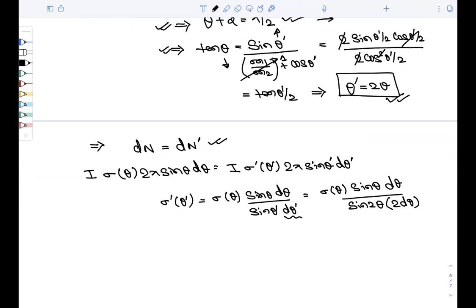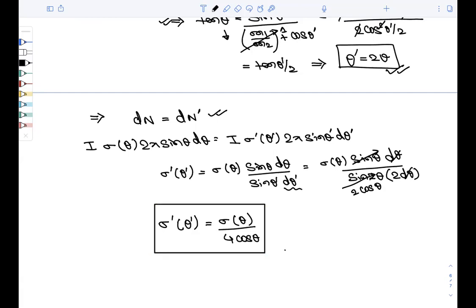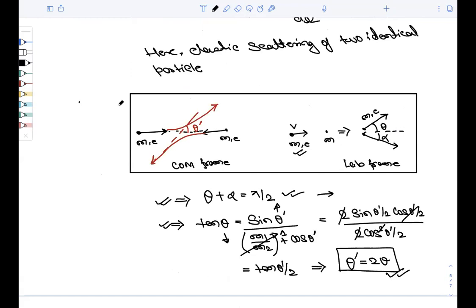So if you do that, ये इससे कट जाएगा. तो it will become 2 sin theta cos theta, and 2 cos theta बच जाएगा, d theta cancel out. तो सिंपली वी कैन राइट दैट सिग्मा डैश थीटा डैश इज इक्वल्स टू सिग्मा थीटा बाई 4 cos theta. Why only theta here? Why not alpha here? Because in center of mass frame only the direction changes, magnitude remains same, and each time both the particles will be always in the same line, right? That's why we have written this formula in terms of theta, not in terms of alpha, right?